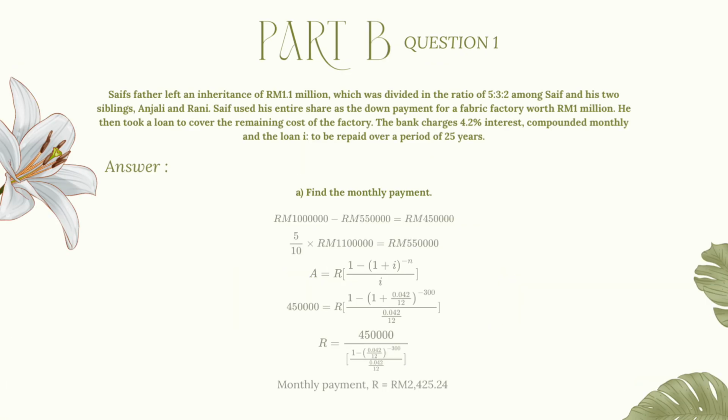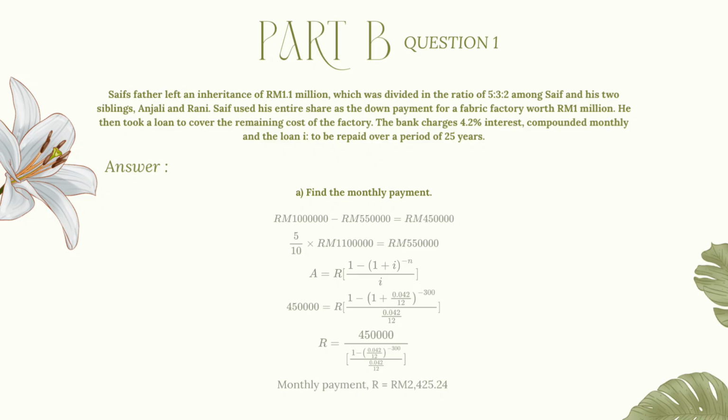Part B, question 1. Saif's father left an inheritance of 1.1 million ringgit, which was divided in the ratio 5 to 3 to 2 among Saif and his two siblings, Anjali and Rani. Saif used his entire share as the down payment for a fabric factory worth 1 million ringgit. He then took a loan to cover the remaining cost of the factory. The bank charged 4.2% interest, compounded monthly, and the loan is to be repaid over a period of 25 years.